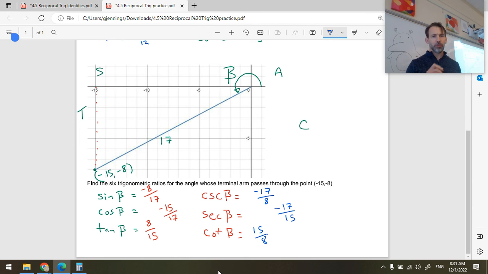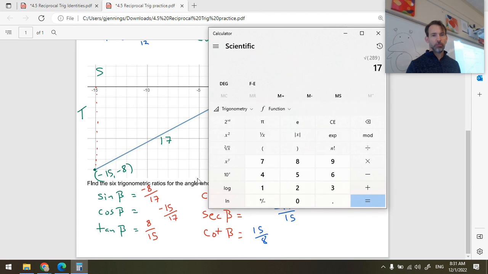One thing I notice about this angle is that sine beta is pretty darn close to -1/2. So I bet this is really close to a 30-degree reference angle. That's how I'm doing my guessing here. I'm always doing these little guessing things before I go to my calculator so that I can verify the output of my calculator. Let's find the measure of angle beta.